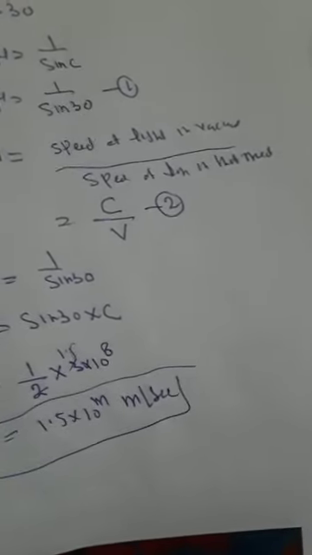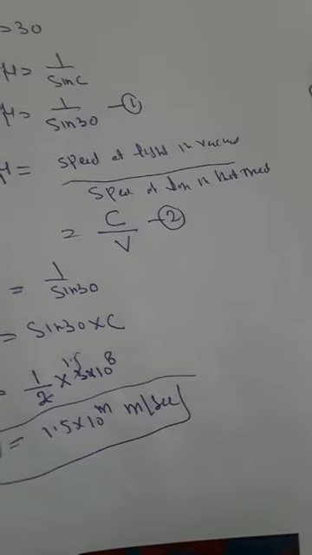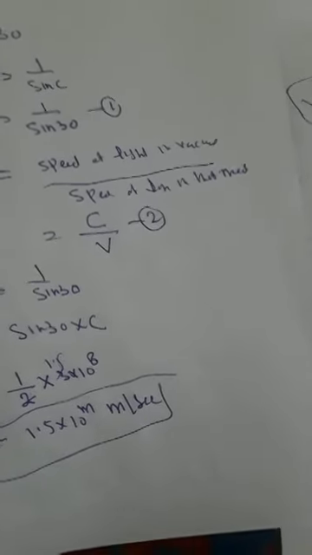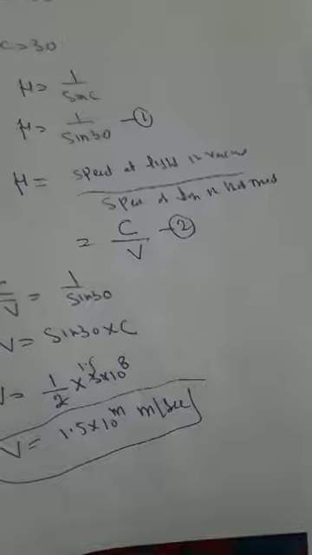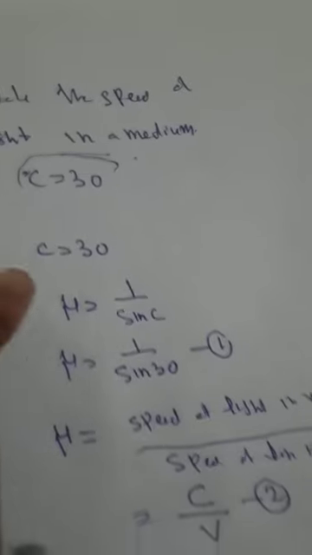We know that the speed of light is maximum in vacuum, and it becomes lesser in water as well as lesser in glass. We have to calculate the speed of light in a particular medium, but we are given only the critical angle. Critical angle is equal to C.